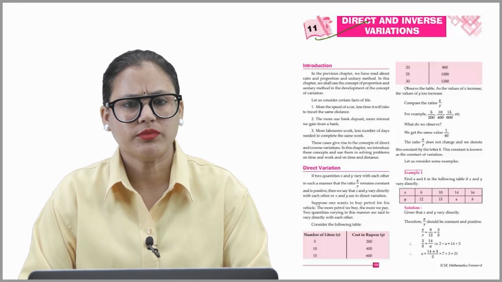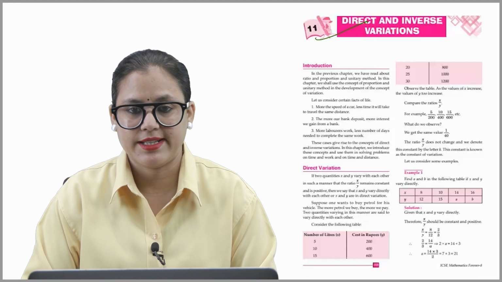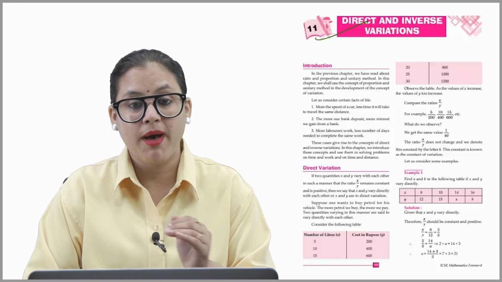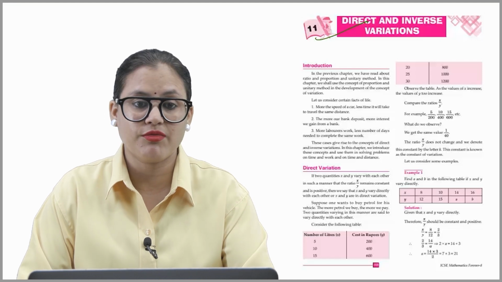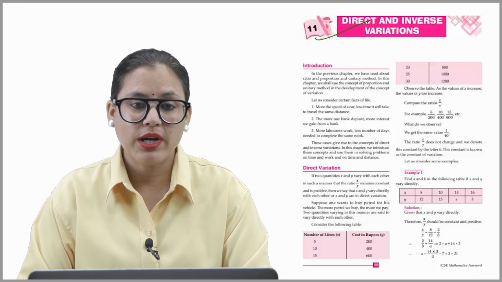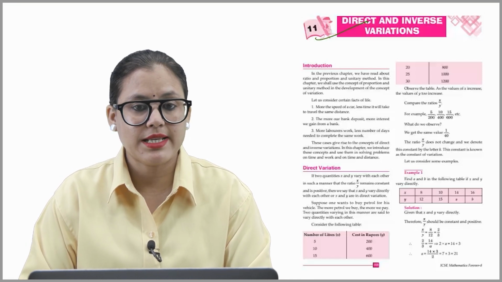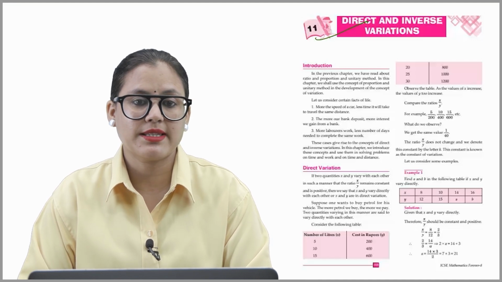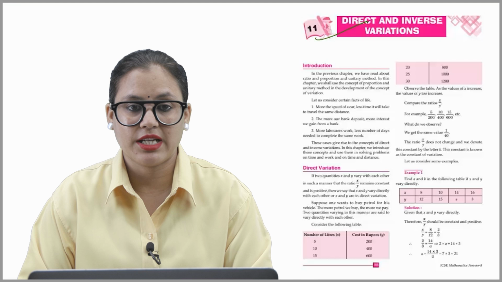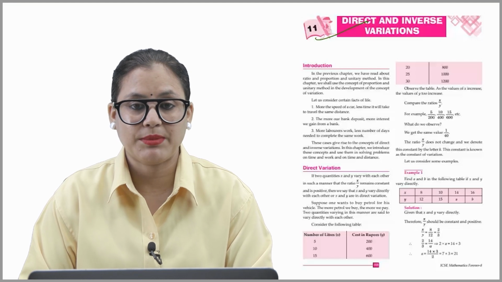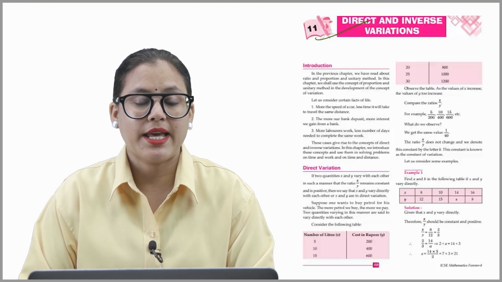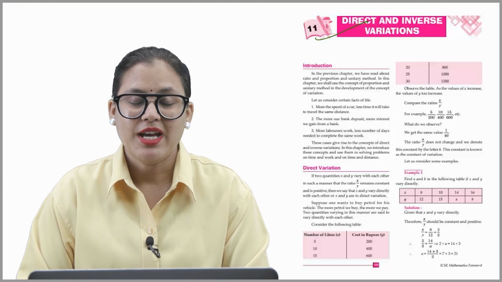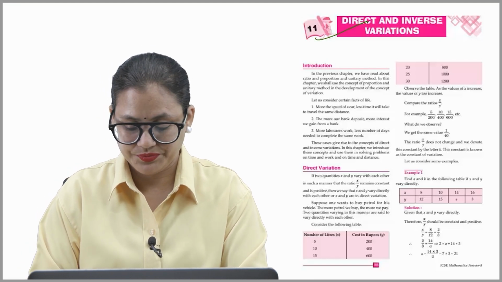Number 1. More the speed of a car, less time it will take to travel the same distance. Number 2, the more our bank deposit, more interest we gain from a bank. 3, more laborers work, less number of days needed to complete the same work. These cases give rise to the concepts of direct and inverse variations. In this chapter, we introduce these concepts and use them in solving problems on time and work and on time and distance.